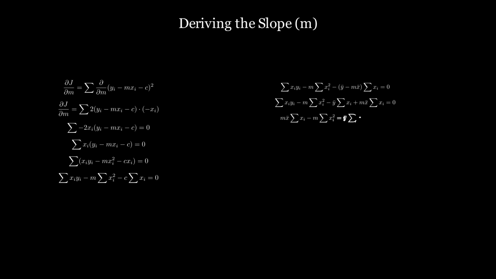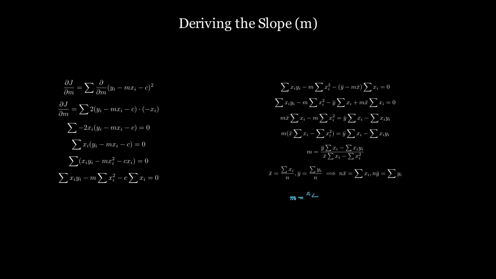Now we need to isolate m. Let's move all terms containing m to one side of the equation and all other terms to the other side. We can now factor out m from the terms on the left side. Finally, to solve for m, we divide the right-hand side by the term in the parentheses on the left. While our expression for m is correct, it's typically rewritten by substituting the definitions of the means and multiplying by n over n. This gives us the final standard formula for calculating the slope.